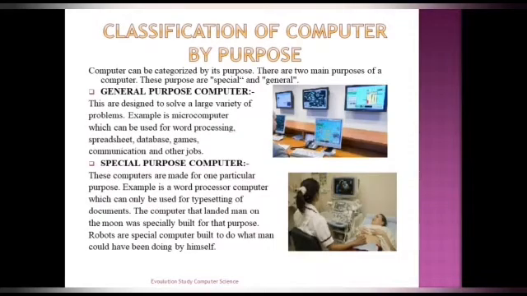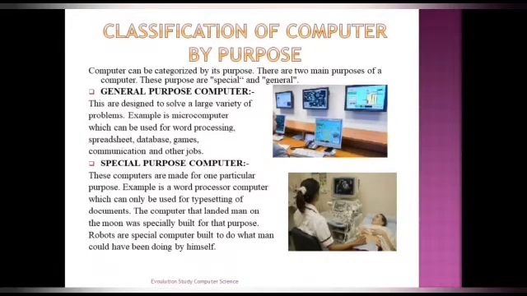And what is a special purpose computer? These computers are made for one particular purpose. An example is a word processor computer, which can only be used for typesetting of documents. The computer that landed man on the moon was specially built for that purpose. Robots are special computers built to do what man could have been doing by himself.